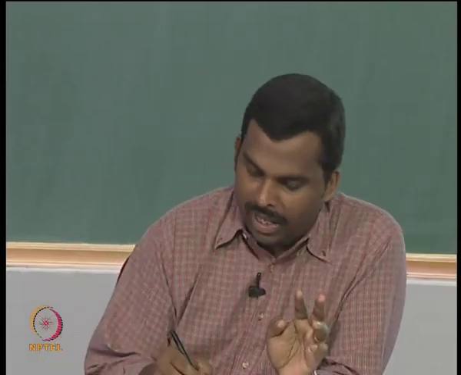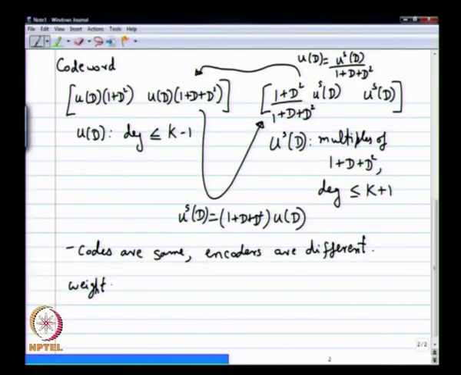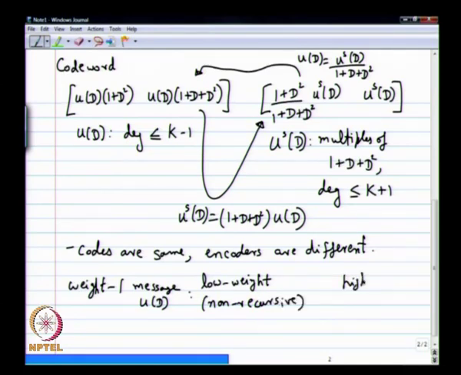Okay, so something a little bit more interesting is weight 2 code words. Suppose I look at weight 1 messages. When I say message, it's u of D, right? Weight 1 u of D. What will happen to that? It gives you a low weight code word in the systematic, non-recursive case, and gives you a high weight code word in the RSC, right?